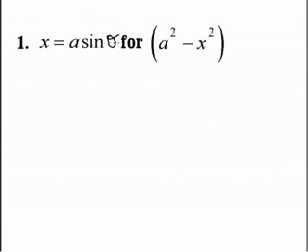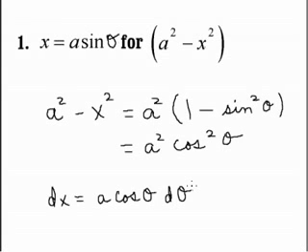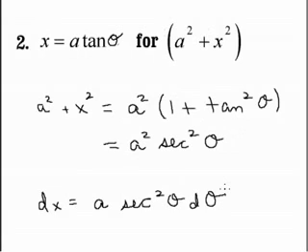Our first substitution would be x is equal to a sine theta when we're dealing with an integrand which contains a squared minus x squared. In this particular case, a squared minus x squared would equal a squared times the quantity 1 minus sine squared theta. And that gives us a squared cosine squared theta, which we're able to use to simplify the integral. In this case, dx is a cosine theta d theta.